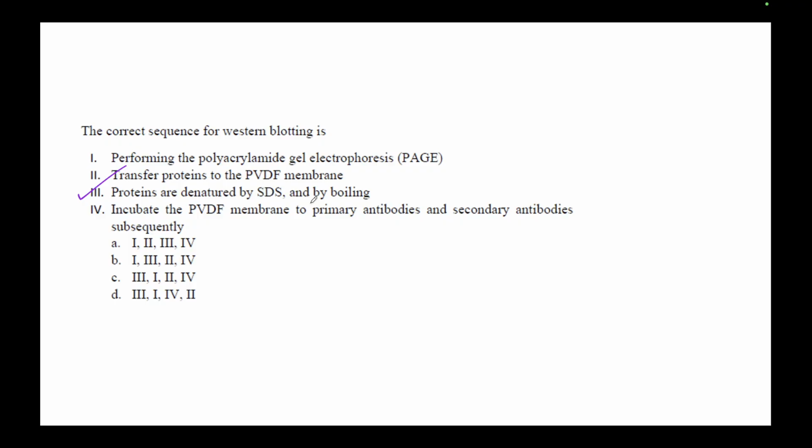Your samples are ready. Now after the samples are ready, you will run them on a polyacrylamide gel, that is SDS-PAGE, for the separation. Now the separation has happened, you will transfer the proteins to PVDF membrane. The transfer step will happen from gel to membrane, and then incubate the PVDF membrane with primary antibody and secondary antibody subsequently, and then detect the signal. Okay, correct. So this is the third option.